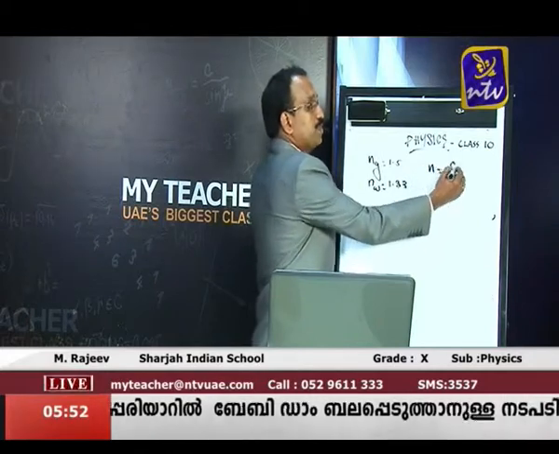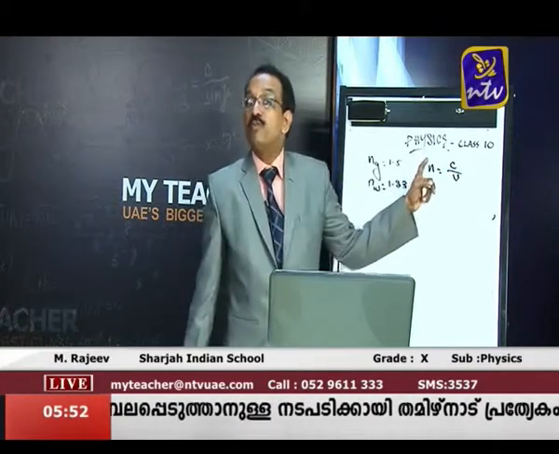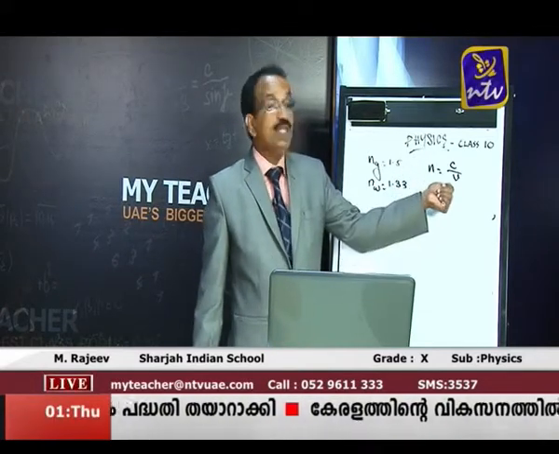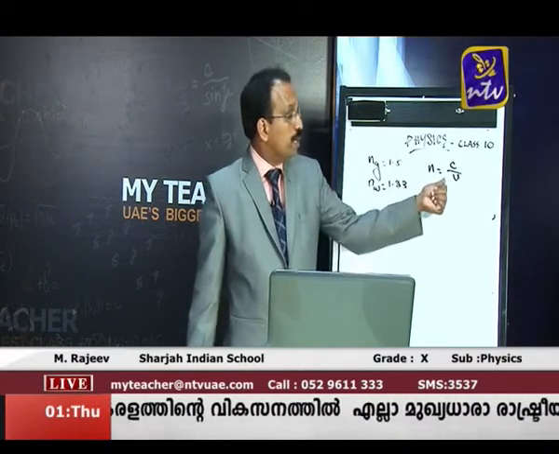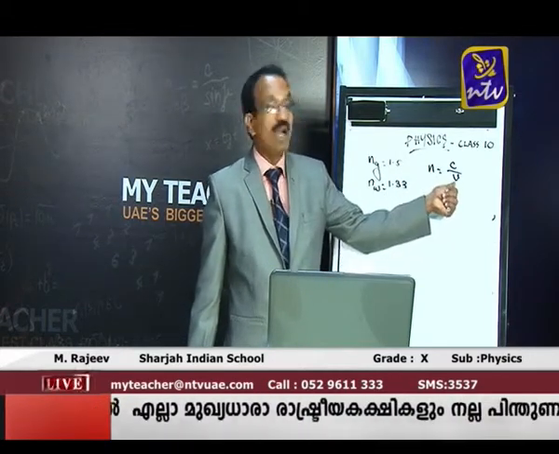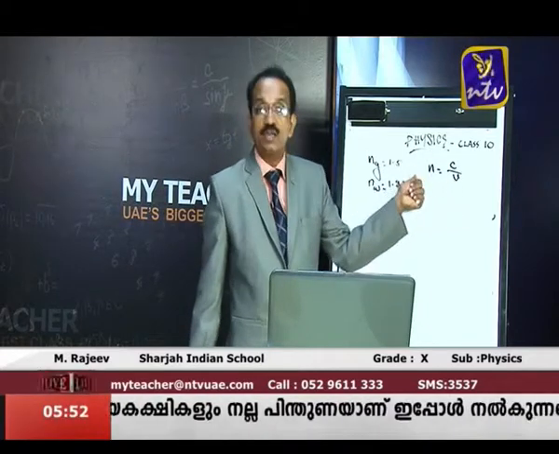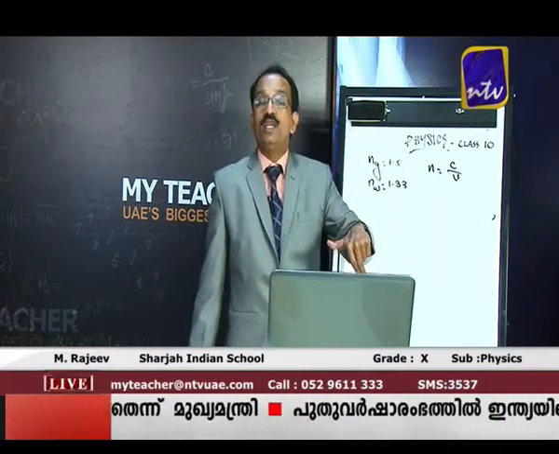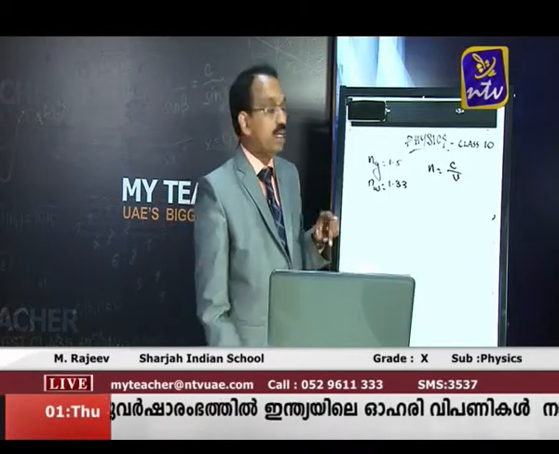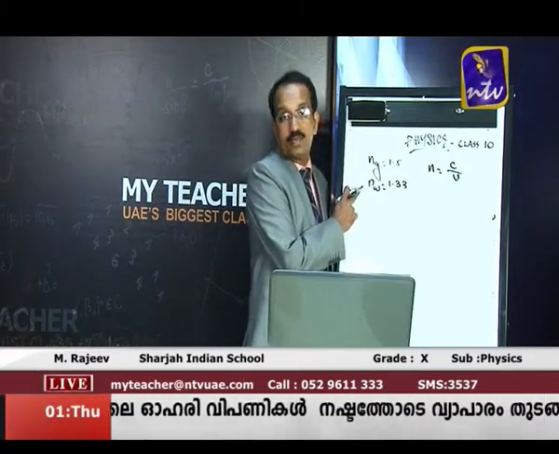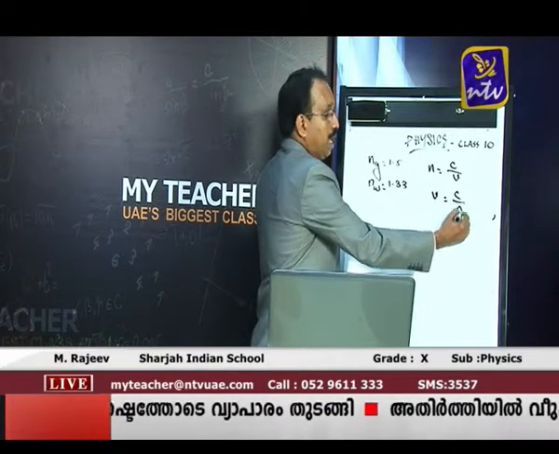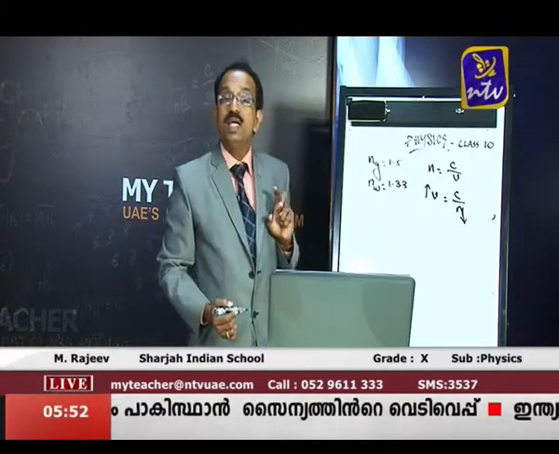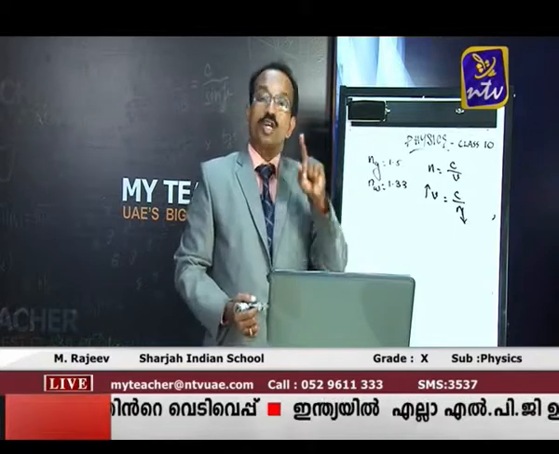So, what is the equation for refractive index? We have C by V. C is the speed of light in vacuum, a constant, 3 times 10 to the power 8 meter per second, and V is the speed of light in the given medium. So, the greater the refractive index of the medium, the smaller is the speed. That means light travels faster in water because the refractive index is less. Or you can write V is equal to C by N. The smaller the value of refractive index, the greater is the speed. So, light travels faster in water.